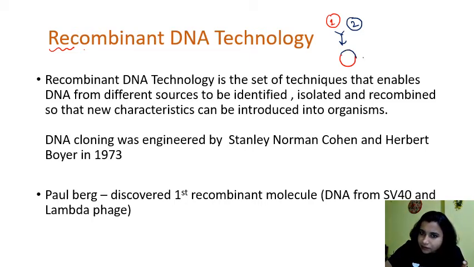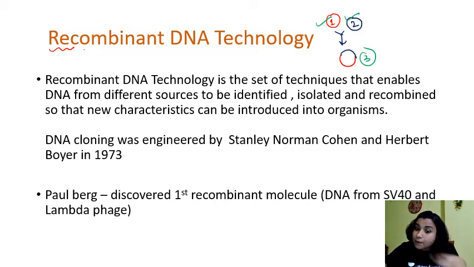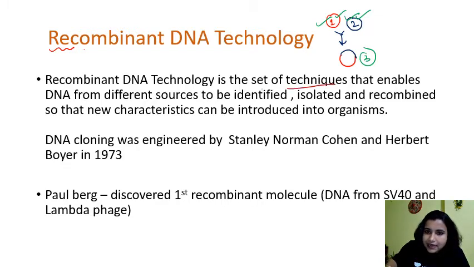And that is what I named the third type of DNA, which is basically a combination of first and second. So this DNA is a recombination of first and second. We call this recombinant DNA technology. It is basically a set of techniques that enables DNA from different sources to be identified, isolated and recombined, so that new characteristics can be introduced into organisms, right?